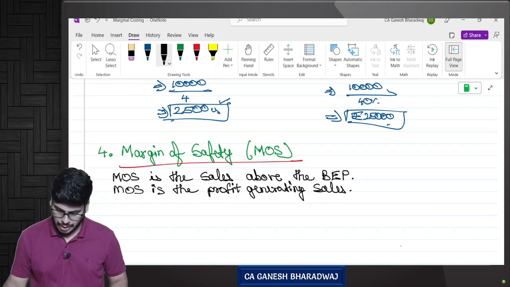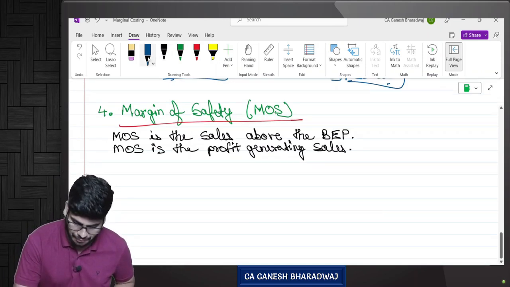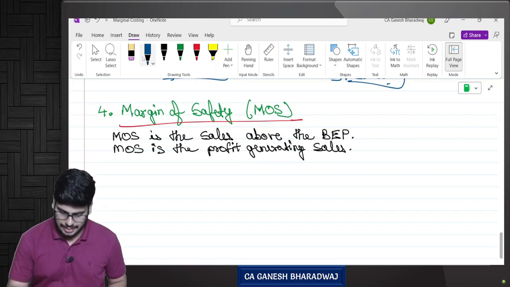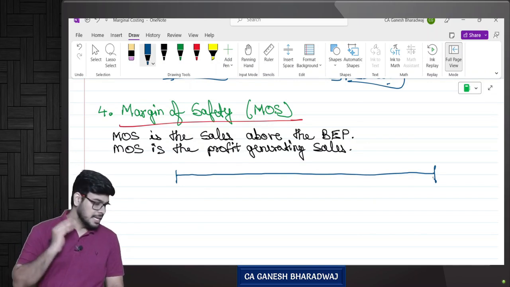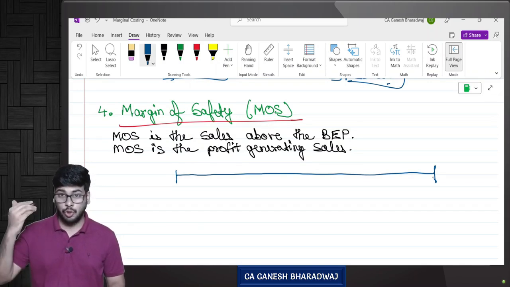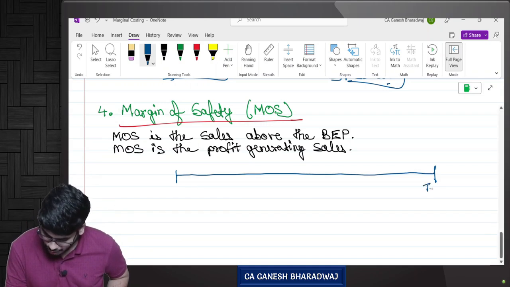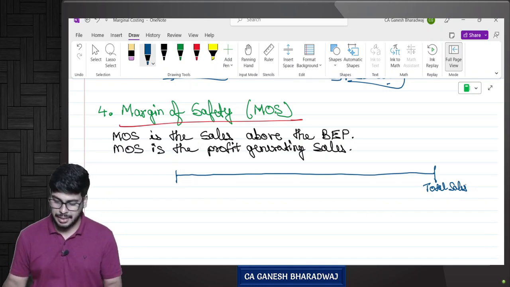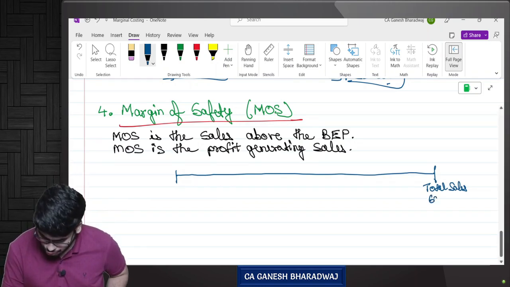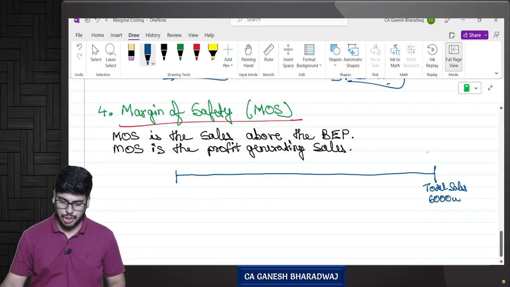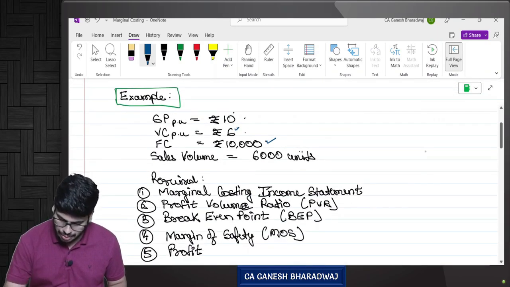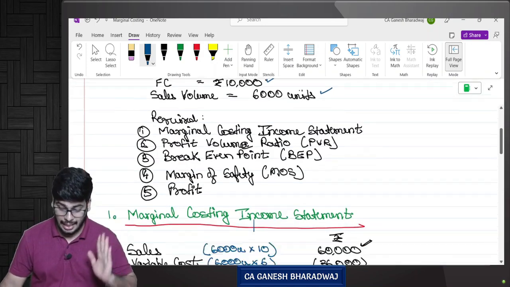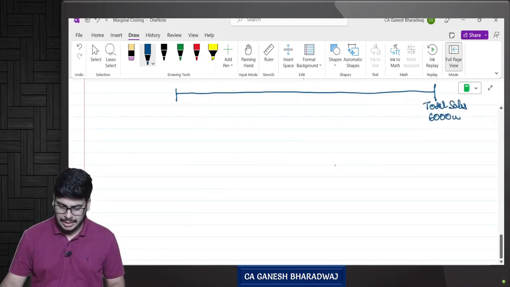Sir, what is this? I will explain right now. Right away, I will explain this concept of margin of safety. In our example, you tell me, what is the total sales made by the company? How many units were sold by the company totally? 6,000 units. Correct? Yes, this is what they had given. The company has sold 6,000 units.